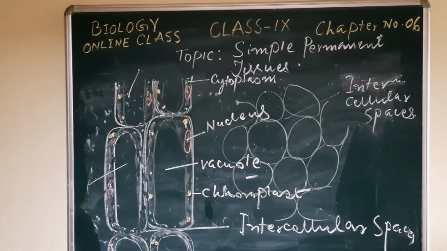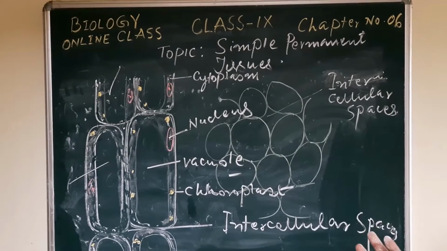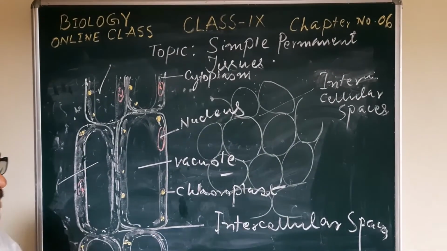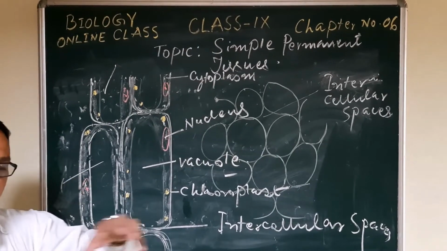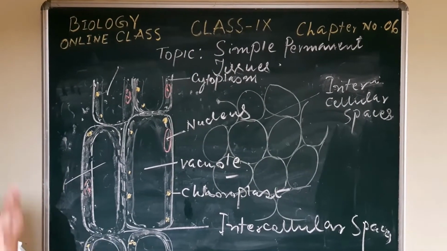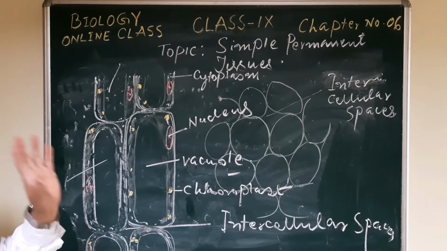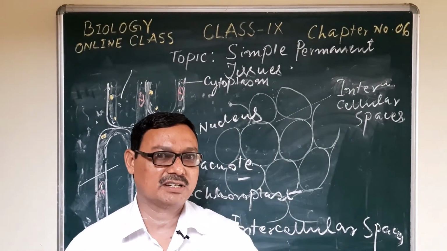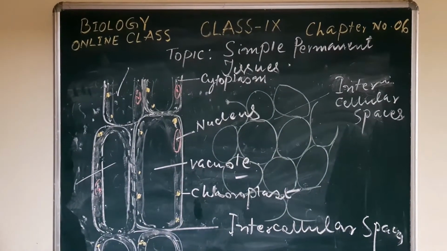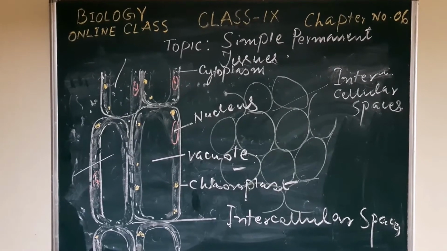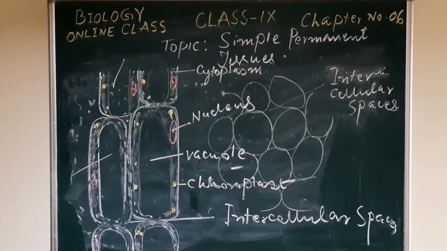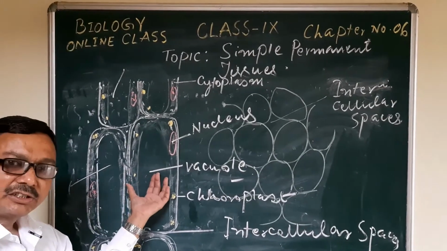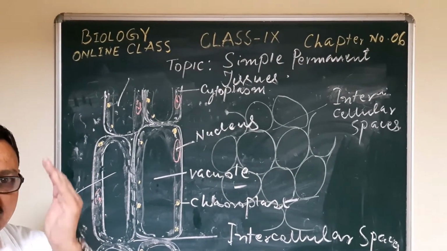This tissue is mainly present in the softer region of the plant body, and it mainly helps, number one, in packing. That means the spaces between the two tissues will be packed by the presence of this parenchyma tissue. The second important function is storage. It may also store the food materials or the nutrients. And the third function is that in certain situations the parenchyma possesses chlorophyll and manufactures the food materials, that is the photosynthetic function.